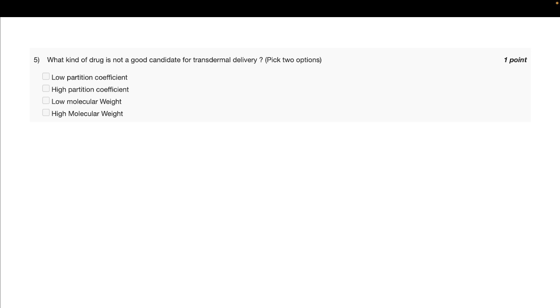Next is, what kind of a drug is not a good candidate for transdermal delivery? And there are two correct options. Option A and D. Option A and B. Okay, low partition coefficient and high molecular weight is not a good candidate. Yeah, so you're saying it's low partition coefficient and high molecular weight. Yes. Okay. Anybody else?